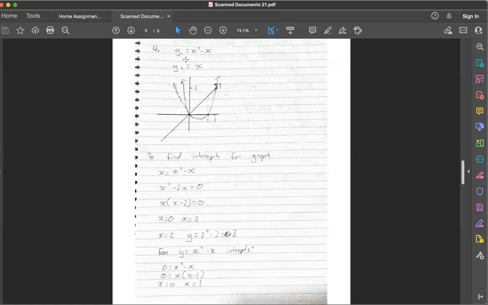For question 4, what I did was I took y1 and y2 and plotted them here on this graph. First, I found the intercepts for the graph, which you can see through the following steps.